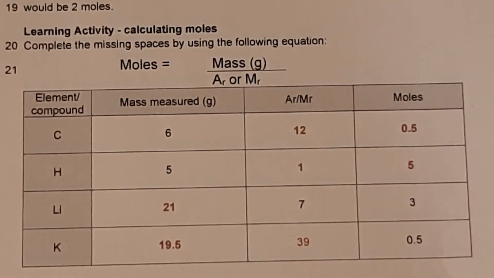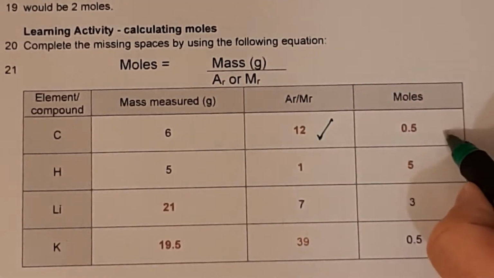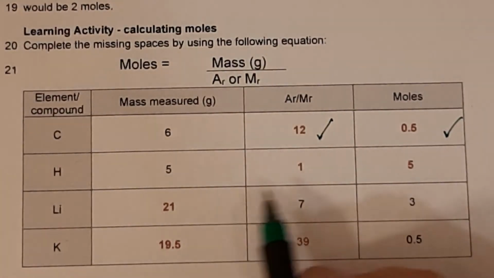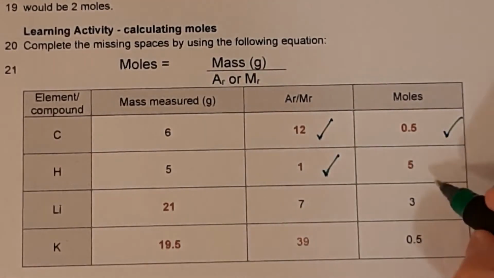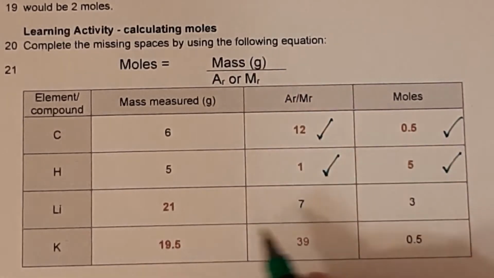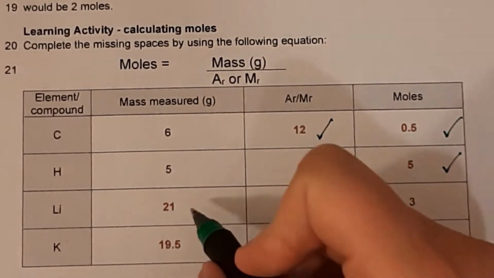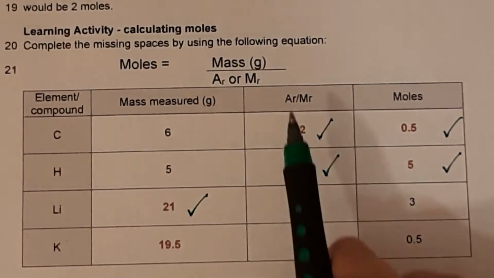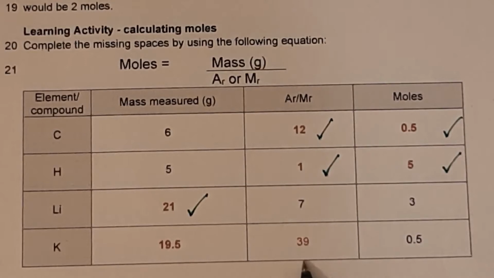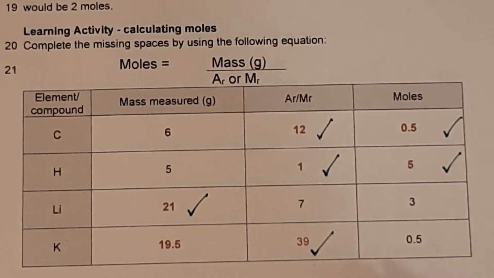Okay, let's go through those. Once again, when we're marking, we'll need to use a pen in another colour. We've already worked these two out, so if you've got 12 and 0.5, give yourself a tick. The relative atomic mass for hydrogen is 1, and so there are 5 moles, because 5 divided by 1 is 5. Lithium, it was 21 grams, because the relative atomic mass is 7, there are 3 moles, and we can rearrange this so that 7 multiplied by 3 gives us 21. Same here, we use the periodic table to find that the relative atomic mass of potassium is 39. 39 multiplied by 0.5 is 19.5 grams.